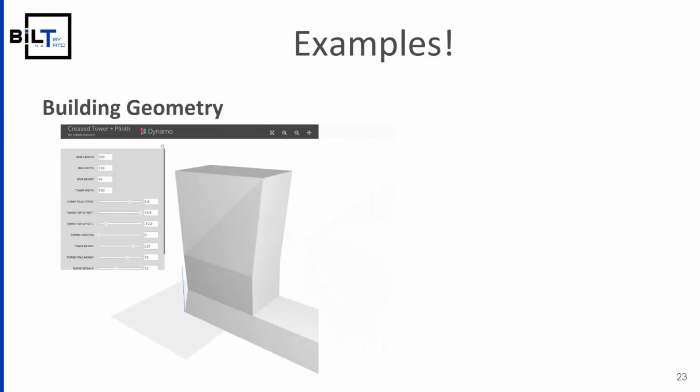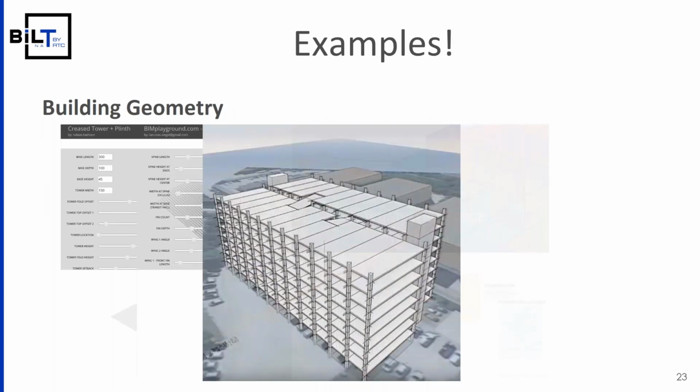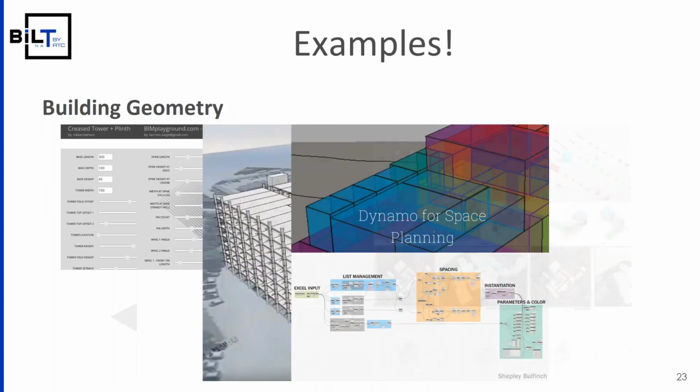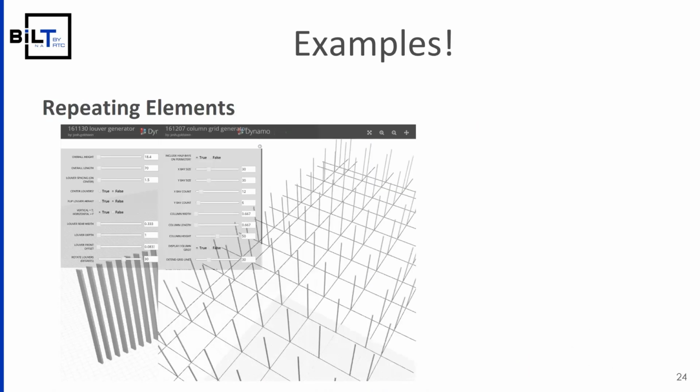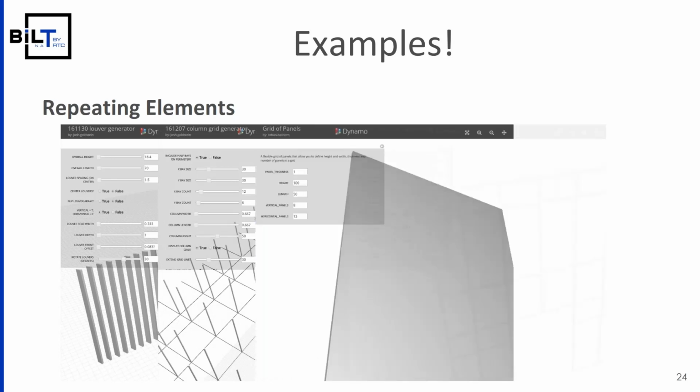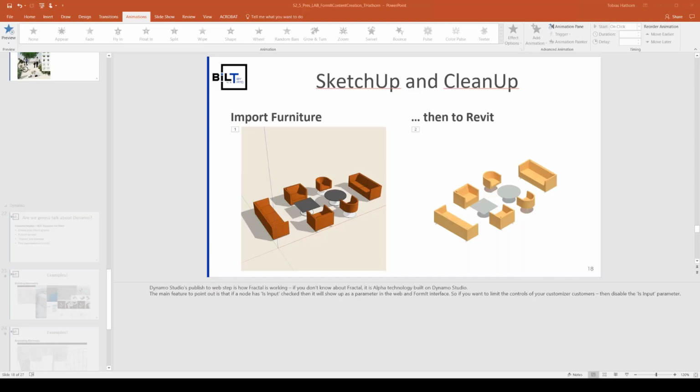And last but not least is Dynamo and all the cool things you can do with Dynamo Studio in FormIt. Whole building geometry like this, parking garages that show up in FormIt and can be flexed. The Dynamo geometry can be flexed. Repeating element examples like louvers, column grids, panels and curtain walls, and also hooking up with Fractal too. So things that come out of Dynamo Studio can go through Fractal for generative design.